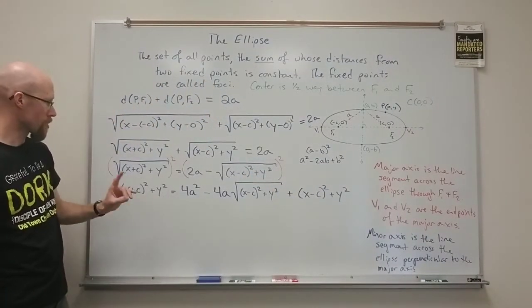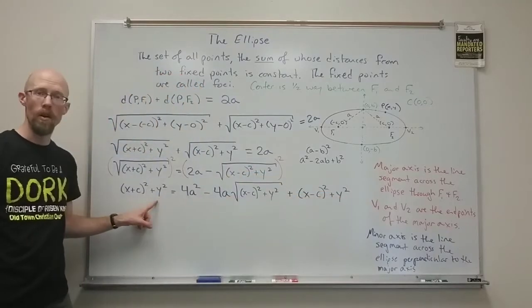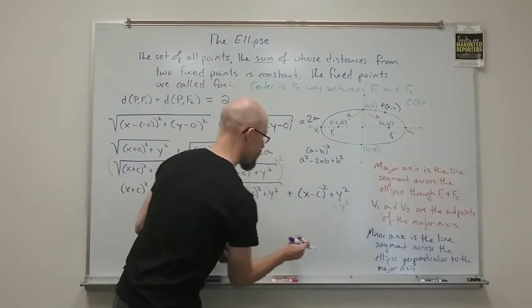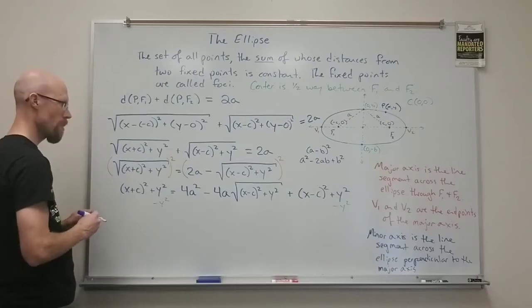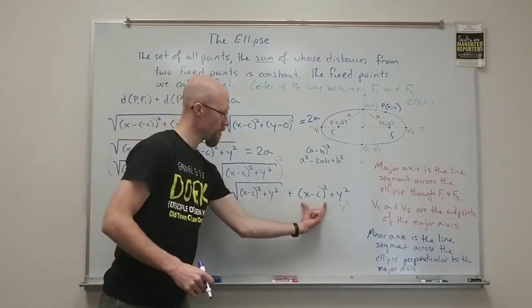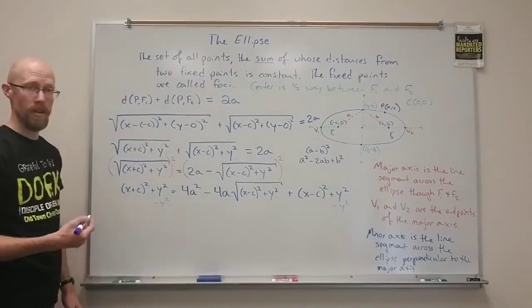Well, now I can do some combining. What's nice about this is that my y squares will subtract out, right? So I'm going to subtract a y squared. That's nice. Those drop out. In addition to that, if I expand the quantities here, I'll get some more things to drop out.